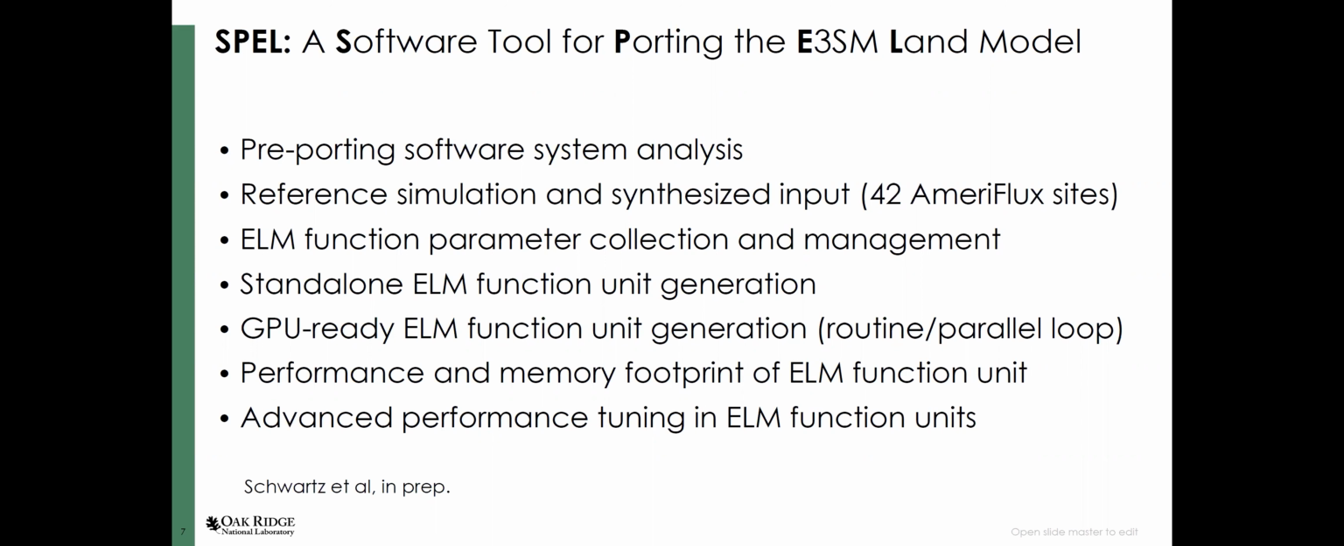And then after that, we use basically routine and parallel do loop at a very high level. We call those a grid cell level, and make this GPU ready function unit. And then from there, we're looking at which subroutine needs further optimization, and then looking into the performance of the memory footprint, and looking into further performance tuning.